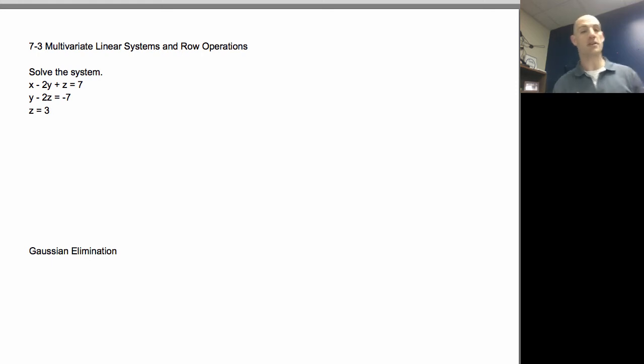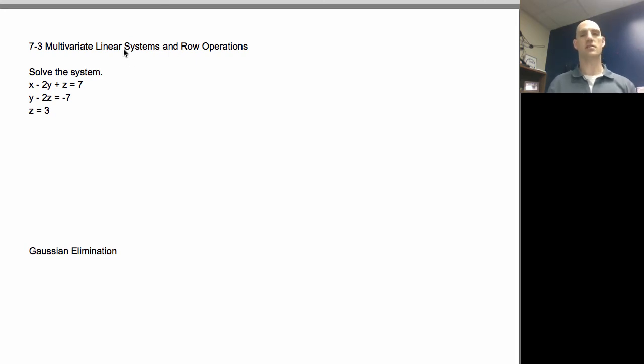Welcome back. Today we're going to talk about multivariate linear systems and row operations. Really, that's a fancy way of saying we're going to find solutions to systems of equations with multiple variables, not just two, but three or four maybe. And then we're going to talk about row operations, which means how we're arranging these things in matrices and then moving them around. First of all, we want to look at what it means to solve a system.